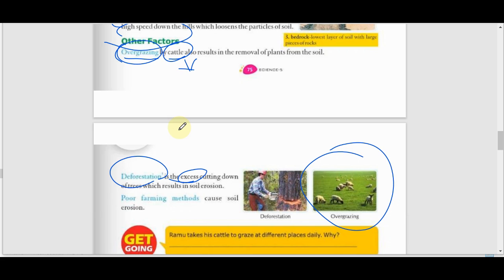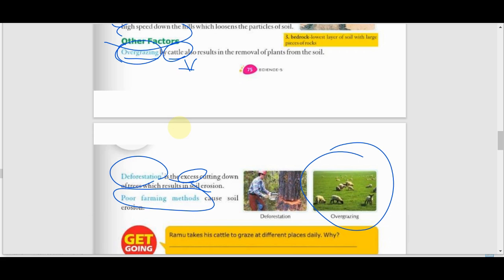So what are the factors? Overgrazing is a factor, deforestation is a factor, and the other factor is poor farming methods. And how do poor farming methods affect soil erosion? Suppose there are some crops which require some proper or specific nutrients. अगर कोई plant है और उसको specific nutrients चाहिए, but if we are not providing them, then definitely they will not get a proper amount of nutrients and it will affect their growth.